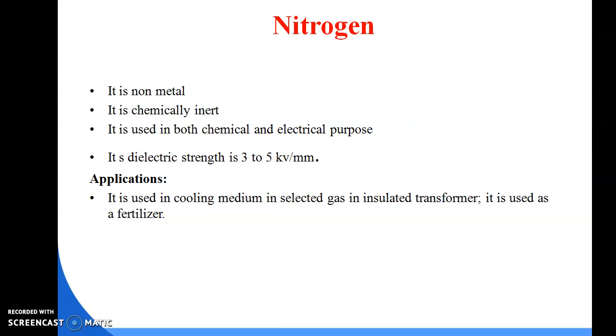Also, nitric acid is made using nitrogen. There are also some advantages: nitrogen is a non-metal. So it is basically used as a fertilizer and it is also used as a cooling medium. That's all.